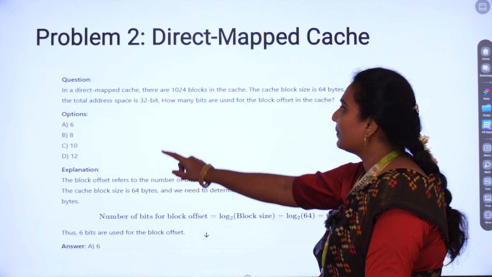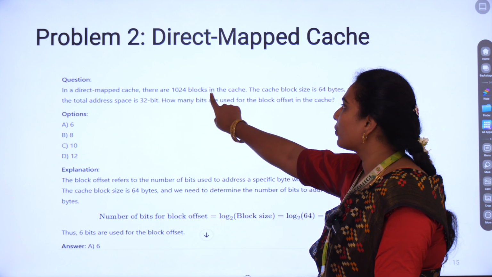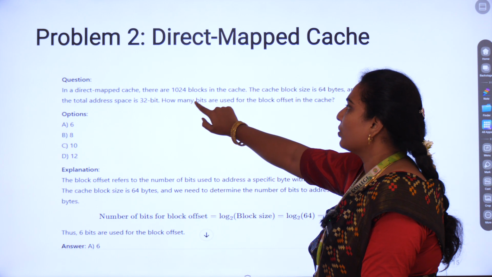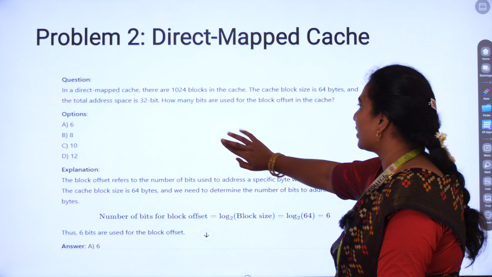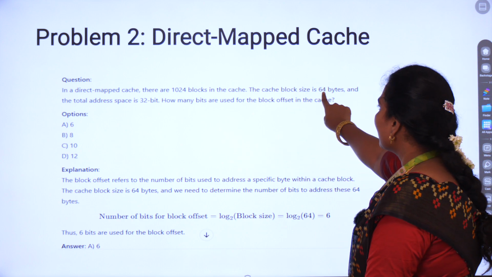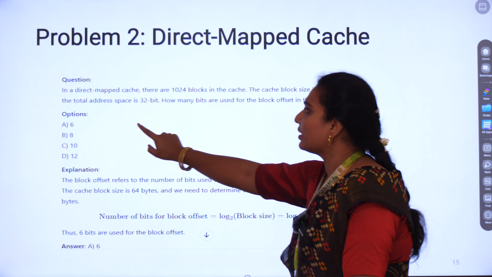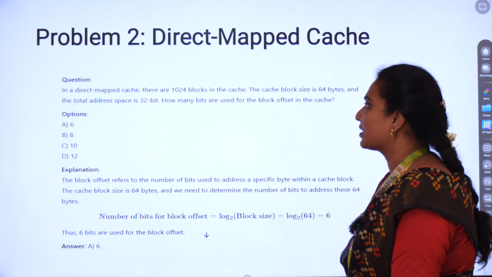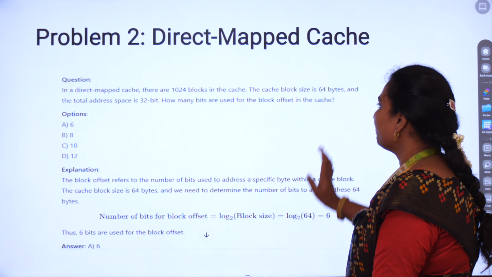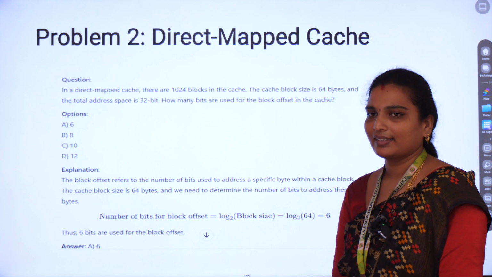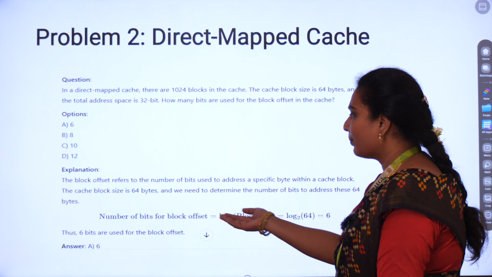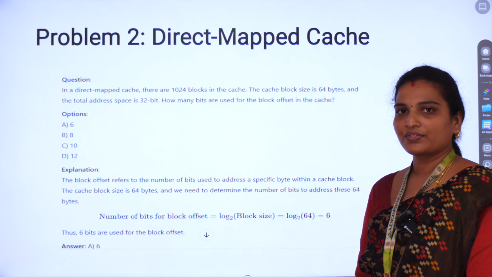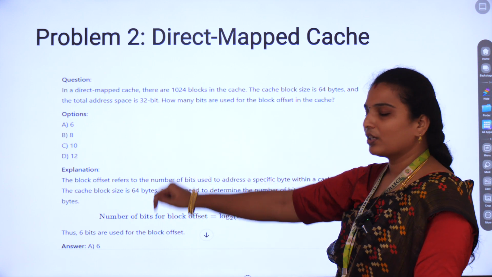In a direct mapped cache, there are 1024 blocks in the cache. The cache block size is 64 bytes and the total address space is 32 bits. How many bits are used for the block offset in the cache? So we have to find the number of bits for the block offset. The options have been listed there.